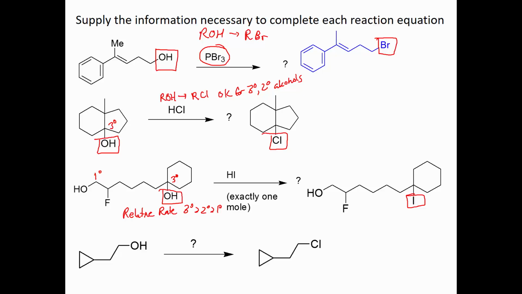All right, here we're turning the alcohol into the halide, and we notice that the alcohol is primary, so HCl would not be the right choice. SOCl2 is the only reasonable choice here, and this is because it's a primary alcohol. Okay, since it's a primary alcohol, we need to use SOCl2 instead of HCl.